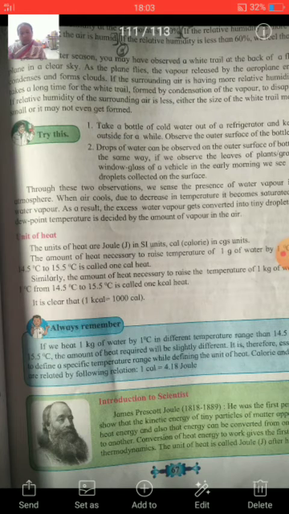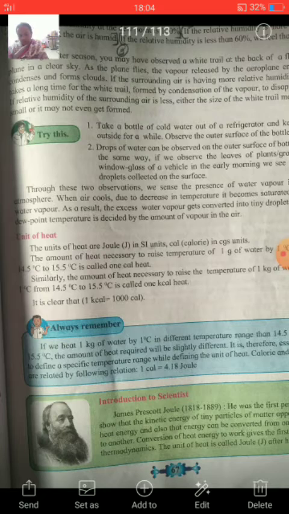The amount of heat necessary to raise the temperature of 1 gram of water by 1 degree Celsius, from 14.5 degree Celsius to 15.5 degree Celsius, is called 1 calorie heat. Similarly, the amount of heat necessary to raise the temperature of 1 kilogram of water by 1 degree Celsius from 14.5 degree Celsius to 15.5 degree Celsius is called 1 kilocalorie heat, and it is clear that 1 kilocalorie is equal to 1000 calorie.